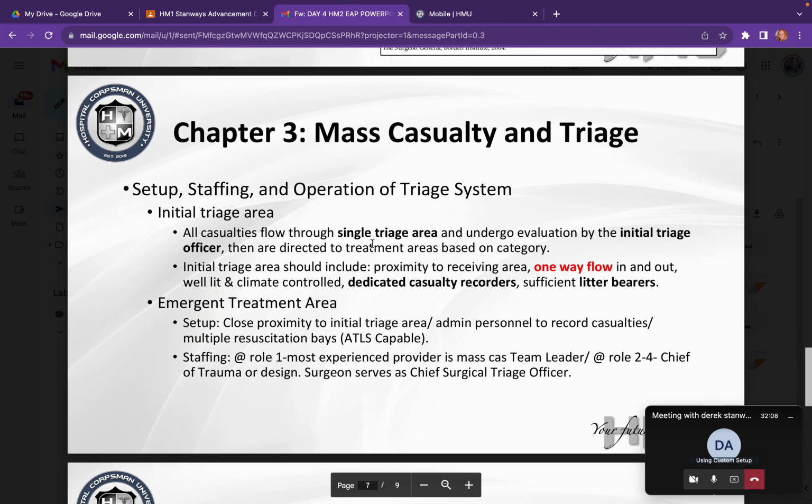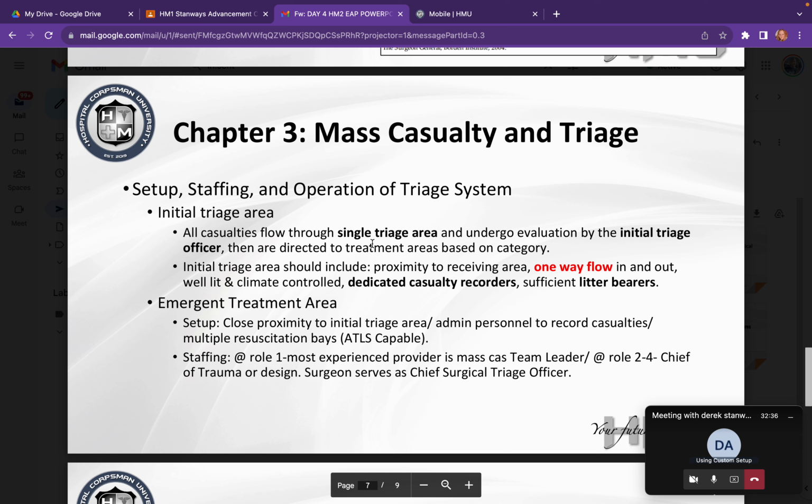So, mass casualty triage. Set up staffing and operation of the triage system. So, initial triage area, single triage officer. When you set up your CCPs or casualty collection points, typically you want somebody standing at that front door as a gatekeeper, right? As the patients come up, triage them accordingly and direct them to the necessary places where they need to go, whether they're expectant, minimal, immediate, delayed, and so on.